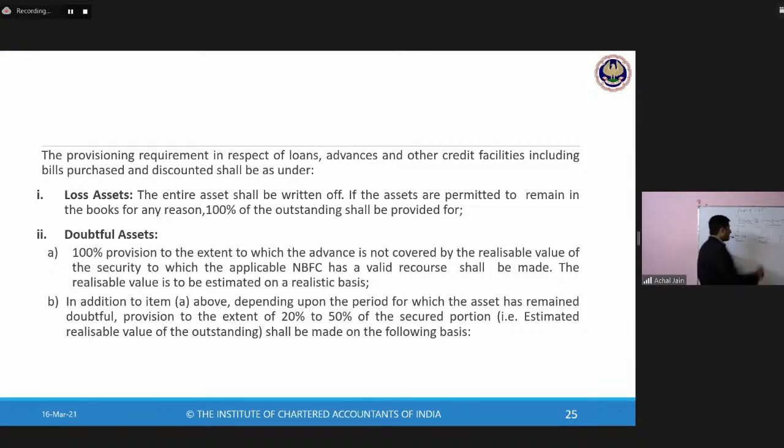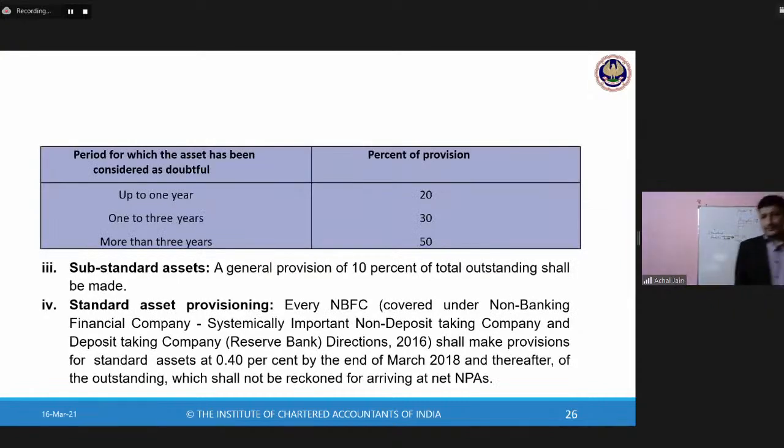So we can say under doubtful, there are two buckets. One is unsecured. Unsecured has been provided 100%. Second will be the secured portion. Now, even for the secured portion, provision is required to be created, but that will be dependent on the time period, meaning the time period for which that asset has remained doubtful.